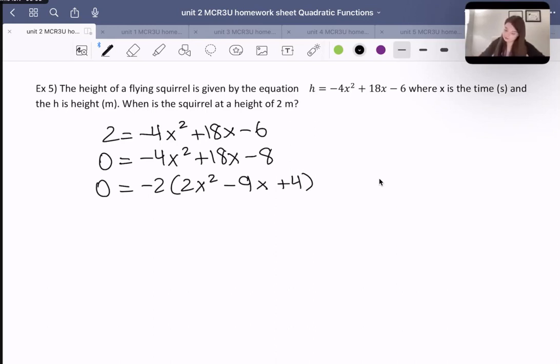So I need to find two numbers that multiply to 8, because 2 times 4 gives us 8, and that add up to negative 9. So let's see. 8 could be negative 2 times negative 4, but that's not going to work. That only adds up to negative 6. Oh, negative 1 times negative 8, of course. That's going to be our answer. All right, so let's do that.